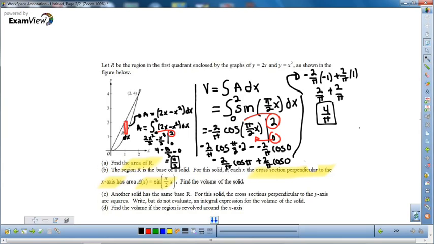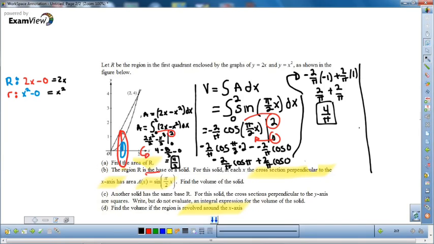Now for part D, it says, find the volume if the region is revolved around the x-axis. If the region is revolved around the x-axis, I'm going to get a washer. So if you notice, there's this washer area. I'm going to need the big R and I'm going to need little r.